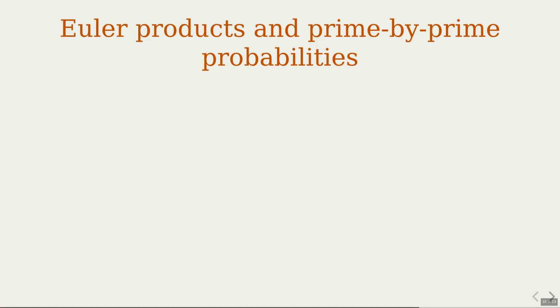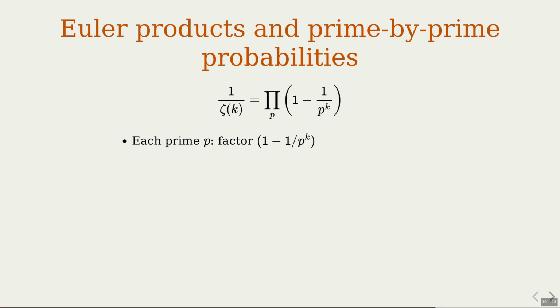Finally, let us connect the density formula to Euler products and a probability viewpoint. This is where 1 over zeta of k factors over primes, right? Euler showed that 1 over zeta of k can be written as a product over all primes of 1 minus 1 over p to the k. The product breaks into one factor for each prime p, and that factor is 1 minus 1 over p to the k. You can think of 1 minus 1 over p to the k as the probability that a random integer is not divisible by p to the k.